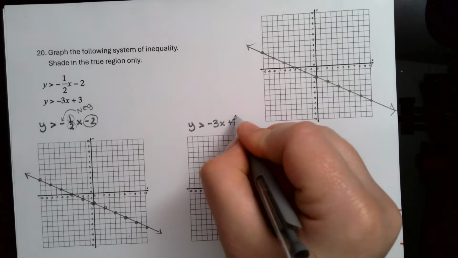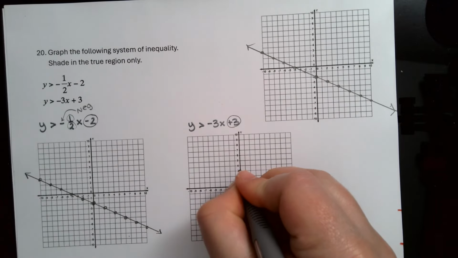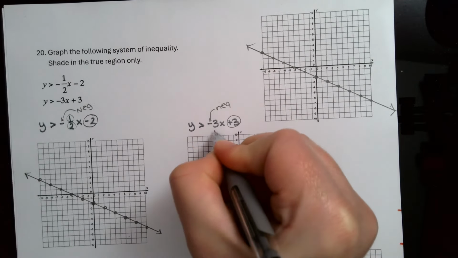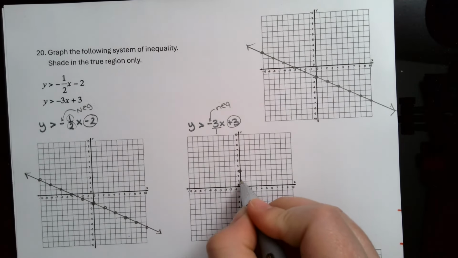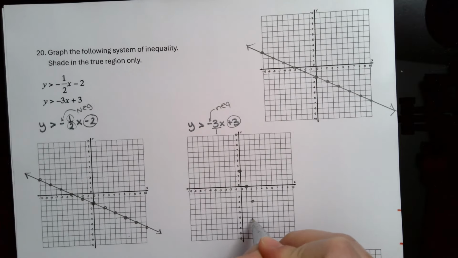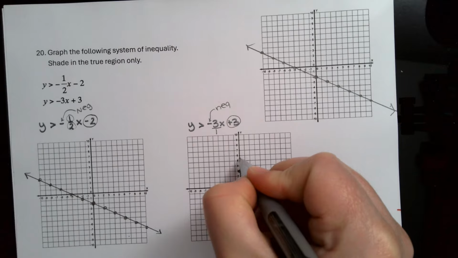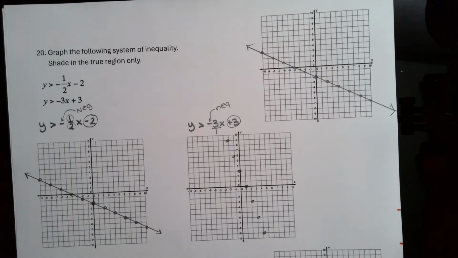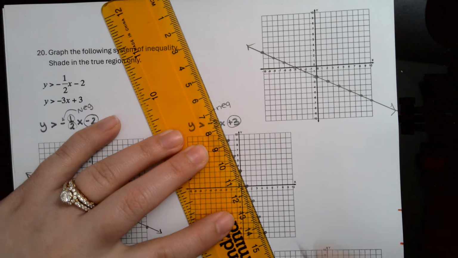Next up, we have a +3. It's still down because it's negative, but this time we're going down 3 over 1. 1, 2, 3, 1. 1, 2, 3, 1. Okay, pick up your ruler, connect.